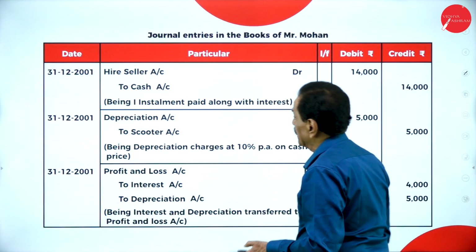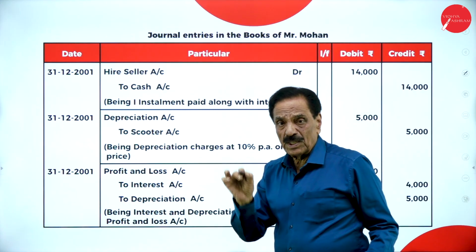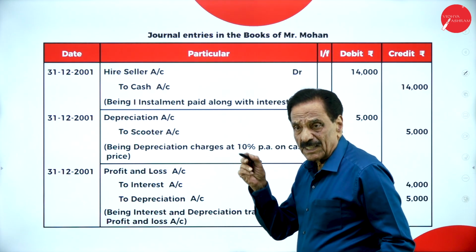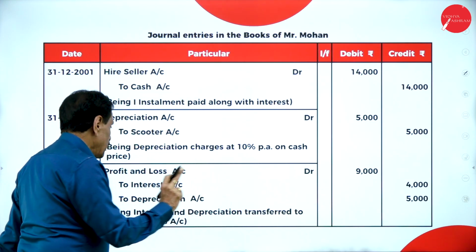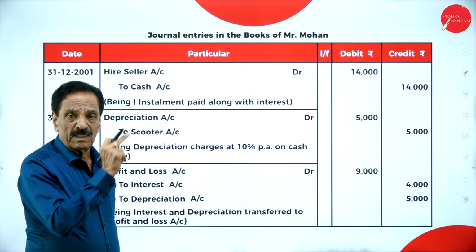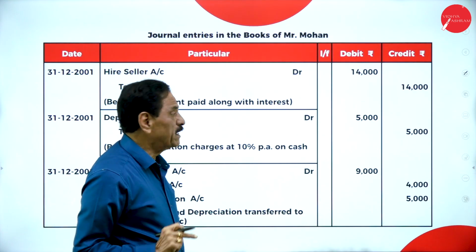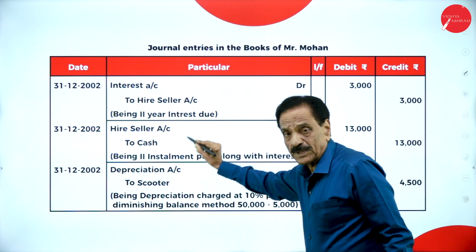He pays the first installment. Hire seller account debit to cash account. Depreciation of the year: depreciation account debit to scooter account. Transfer entry: profit and loss account debit to interest account and depreciation account. This has only two entries extra in the beginning. Next year starts from interest. Second year, interest account debit to hire seller account.